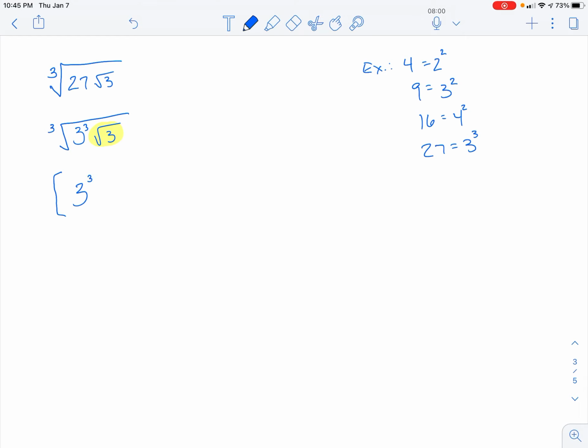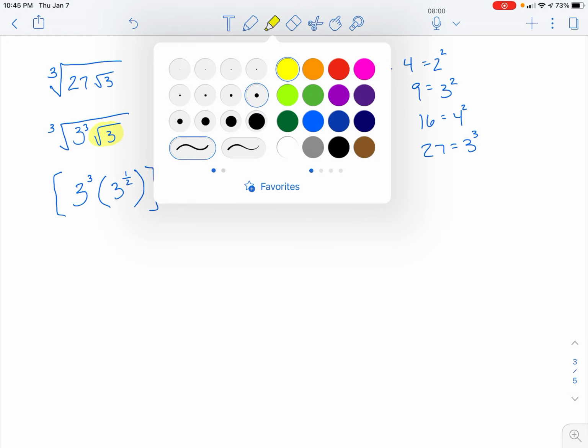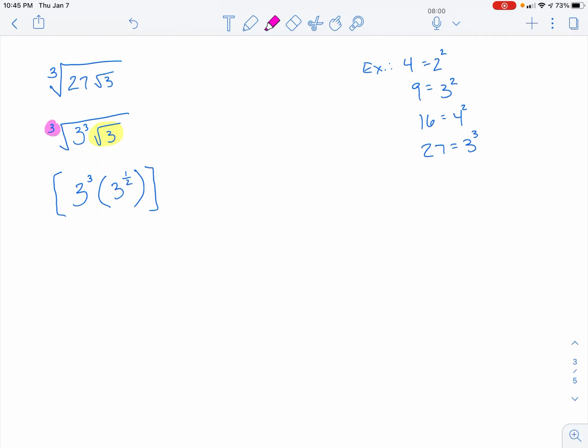So I'm going to take out the 3 to the third power and put it right inside here. I'm going to multiply it with the square root of 3, but I'm going to write the square root of 3 as a fractional exponent. So what is that? 3 to the 1/2 power. And this whole thing is actually the cubed root. So we want to make this 1/3 on the outside. Okay, so now I have this written as fractional exponents. Now let's do the work.